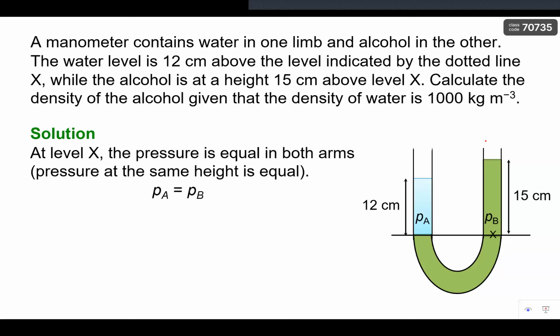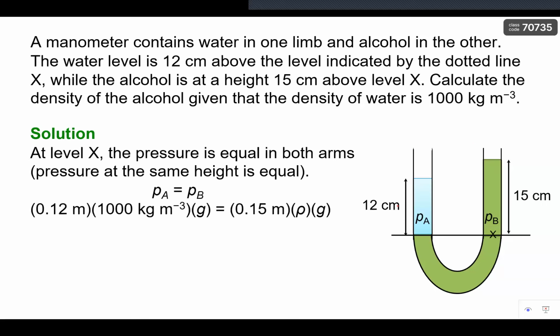But since both sides have atmospheric pressure, I'm not going to add atmospheric pressure in. I'm just going to add in the pressure caused by 12 cm of water, which is rho g h: 1000, the density of water, times g of 10, times h of 0.12 meters, equal to this side.